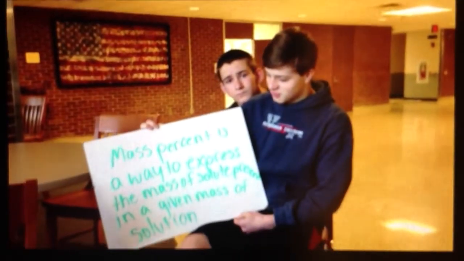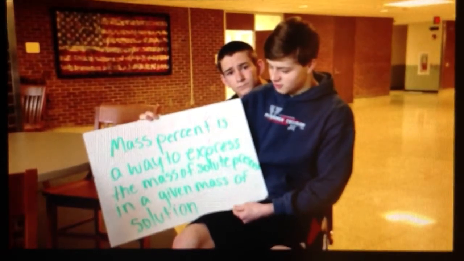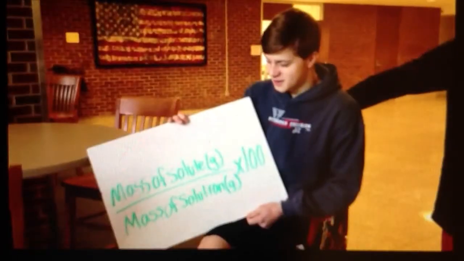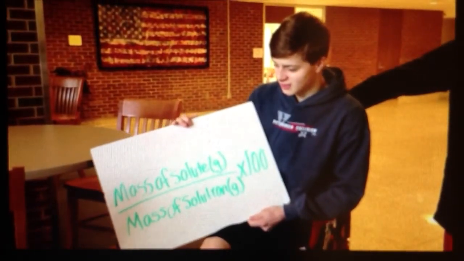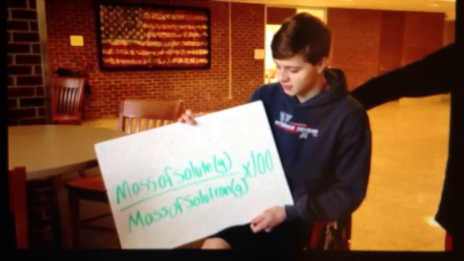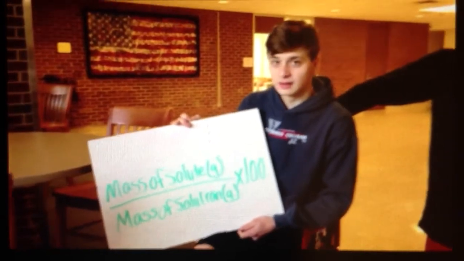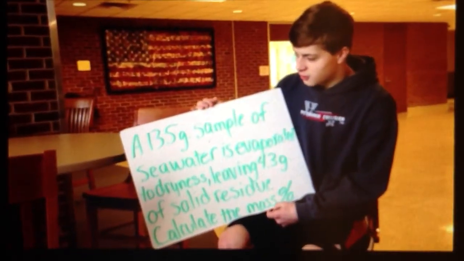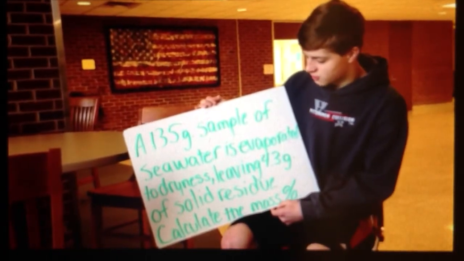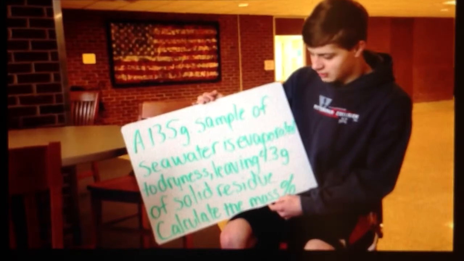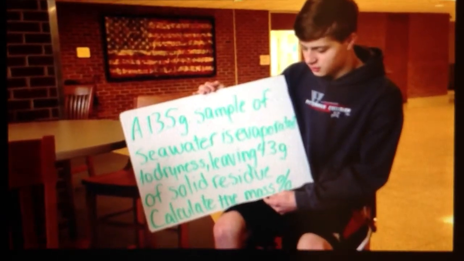Mass percent is a way to express the mass of solute present in a given mass of solution. The equation for the mass percent is the mass of solute in grams over the mass of the solution in grams times 100. A 135 gram sample of seawater is evaporated to dryness, leaving 4.3 grams of solid residue. Calculate the mass percent.